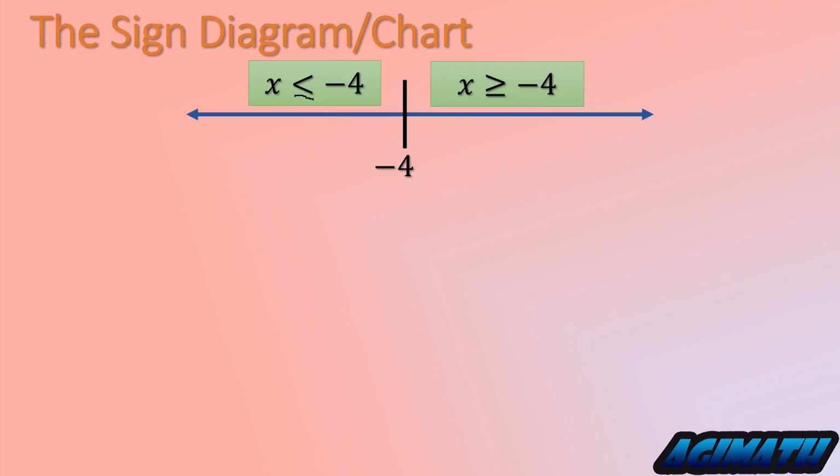So this negative 4 is not loyal. It is part of this interval. It is also part of the other interval. It is not loyal, but it is fair.